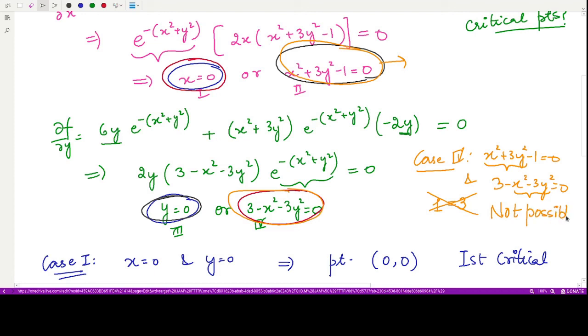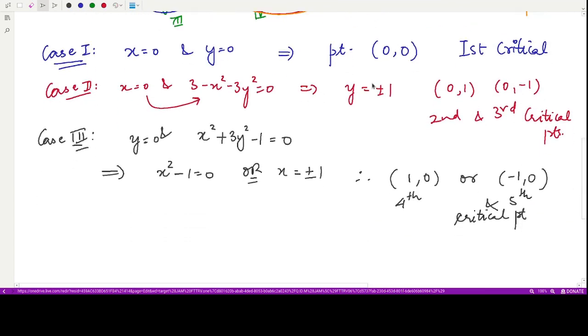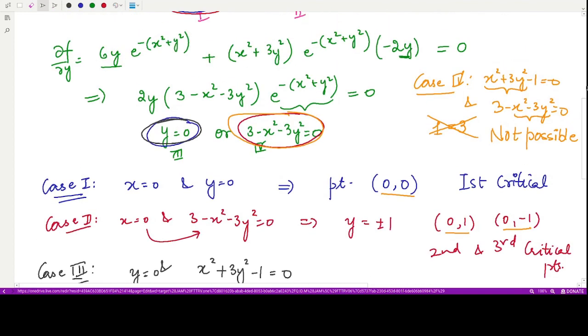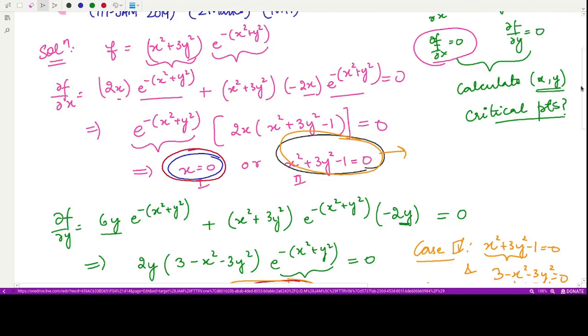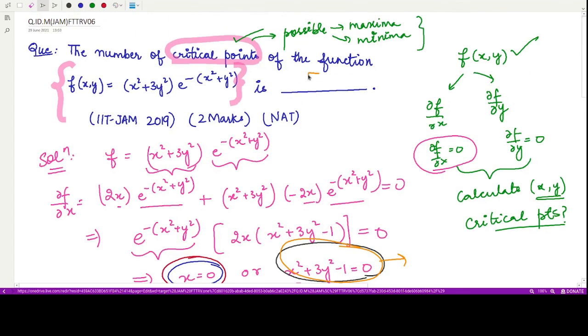So we got our critical points as 0, 0, 0, 1, 0, minus 1, 1, 0 and minus 1, 0. Therefore, in total, we have 5 critical points, and the solution to this question is 5.